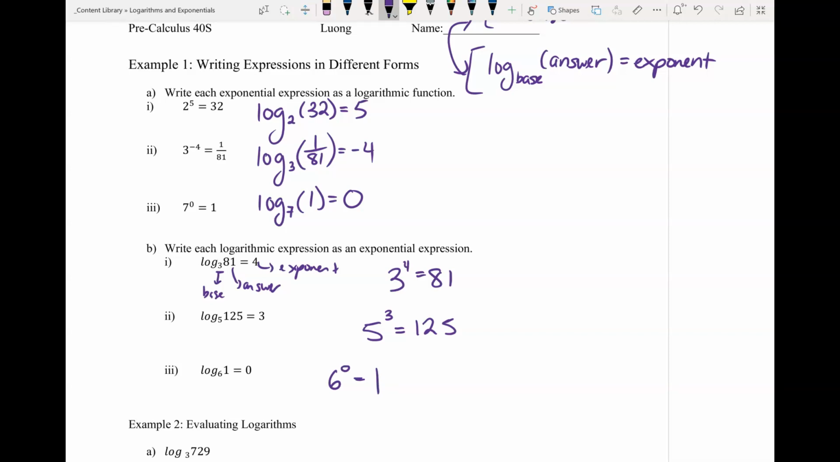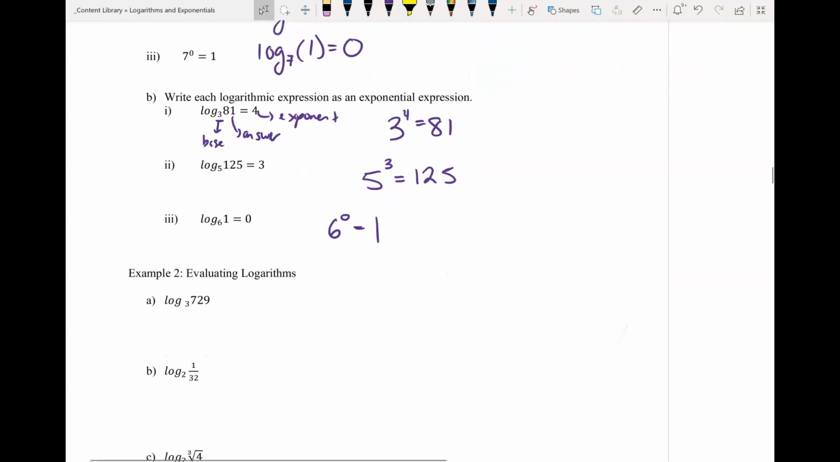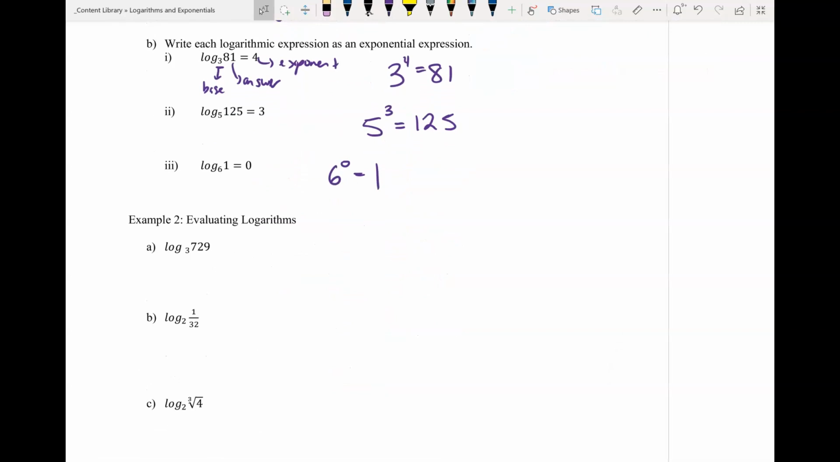And all of these, again, should make sense. We know that 6 to the power of 0 is 1, 3 to the power of 4 is 81, and so on. In this next example, we're going to evaluate logarithms.